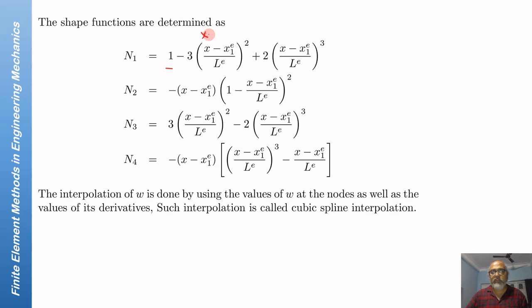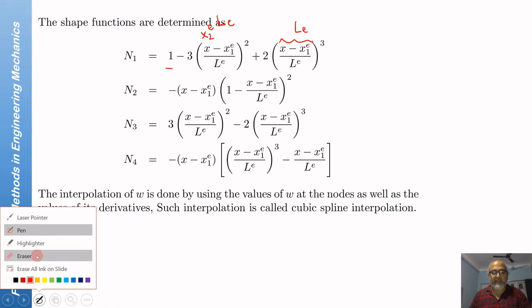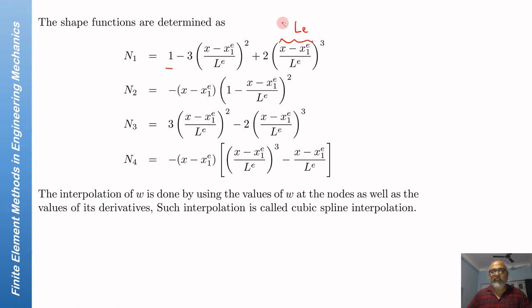If you put x2 here, then this becomes LE, this becomes LE, so this becomes minus 3 plus 2, that's minus 1, 1 minus 1 equal to 0. So at the location of node 2, this is 0. So Kronecker delta property, you can check that out for the others. So Kronecker delta property is satisfied for all cases, all shape functions, but these are not linear shape functions. And that is because we got them from the assumed displacement method.